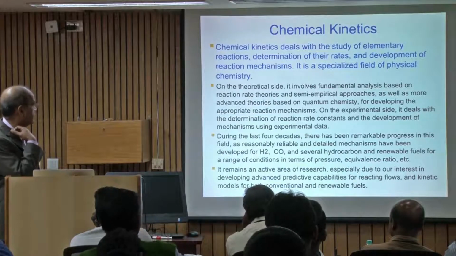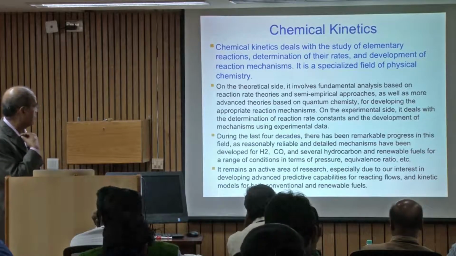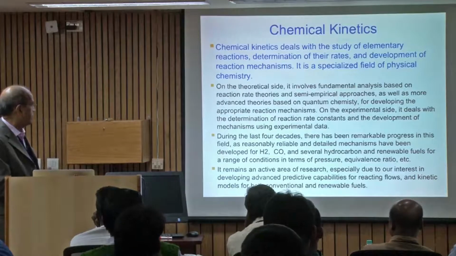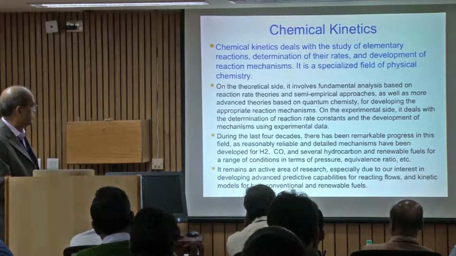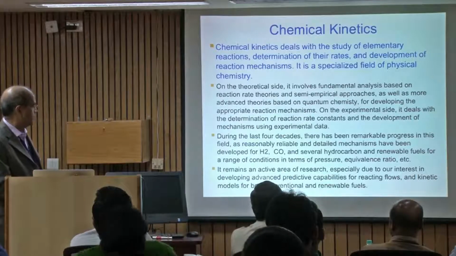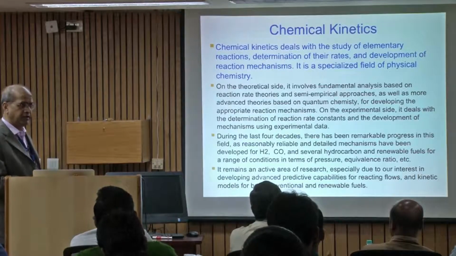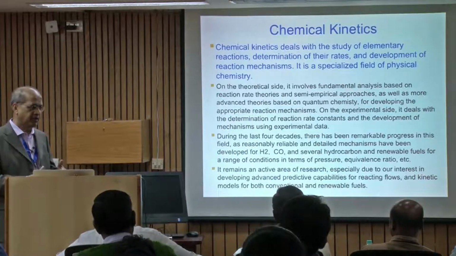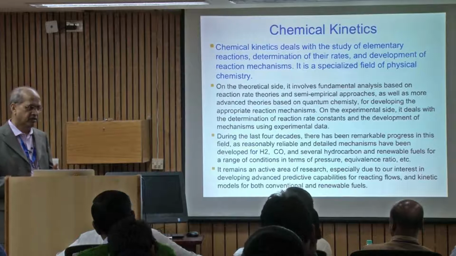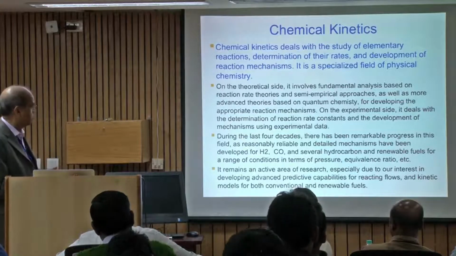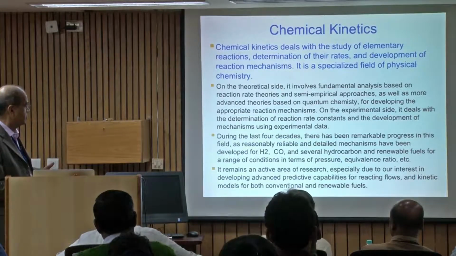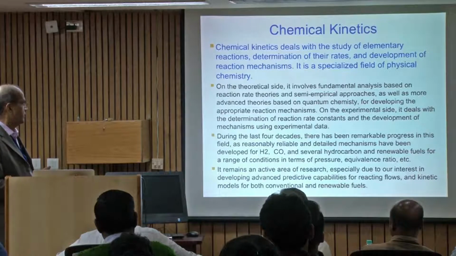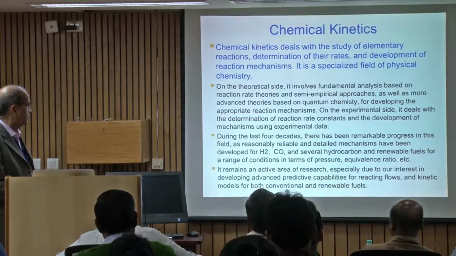What is chemical kinetics? In the study of chemical kinetics, there are two main things. You study the elementary reactions. Elementary reactions means these reactions actually happen at the molecular level. So the study of elementary reactions, and of course determining the rates of these elementary reactions, and then the development of a reaction mechanism.